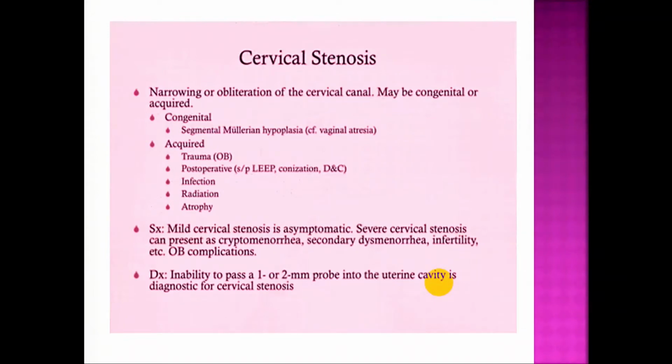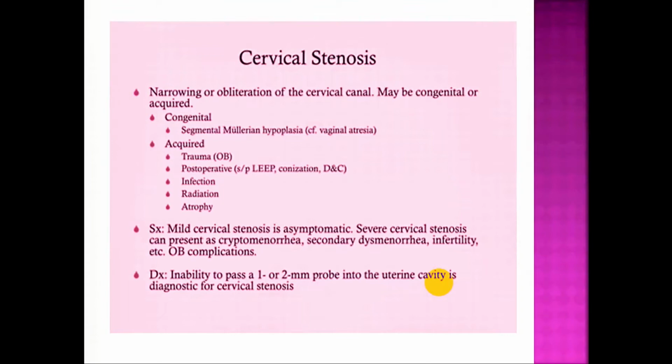Cervical stenosis is narrowing or obliteration of the cervical canal, and may be congenital or acquired. Congenital: segmental Mullerian hypoplasia, with the clinical feature of vaginal atresia. Acquired: trauma during obstetric or post-operative procedures, that is post-operative, by LEEP, conization, D&C, infection, radiation, and atrophy. Signs and symptoms.